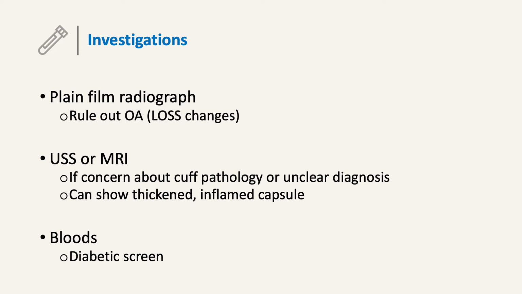After history and examination, we move on to imaging, which is important to get an AP and lateral X-ray. This is to rule out osteoarthritis. We can also do an ultrasound and MRI if we're concerned about any cuff pathology. And finally, bloods, if we feel any risk factors are present, such as diabetes.